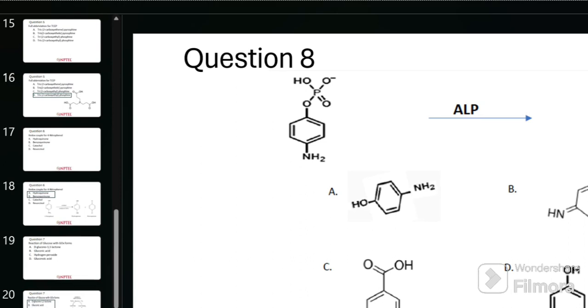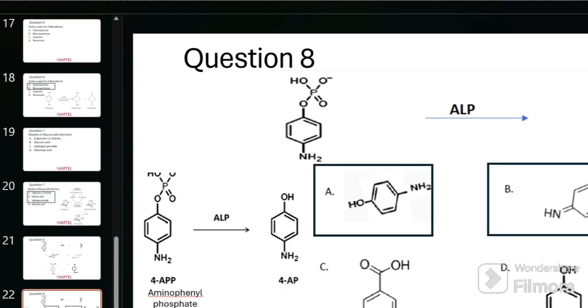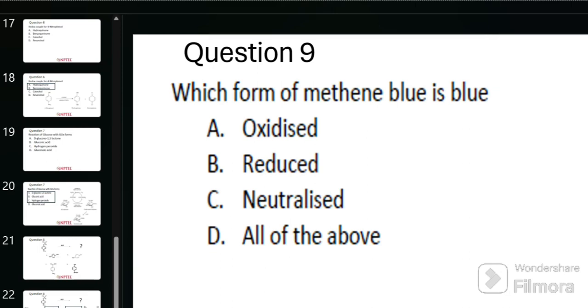So this is a reaction of aminophenol phosphate with ALP. So what does it give? It gives aminophenol as well as phosphate, and then aminophenol reduces to form aminoquinone.